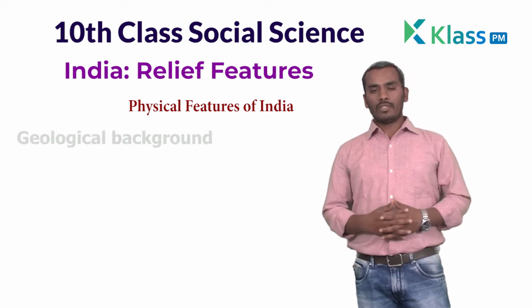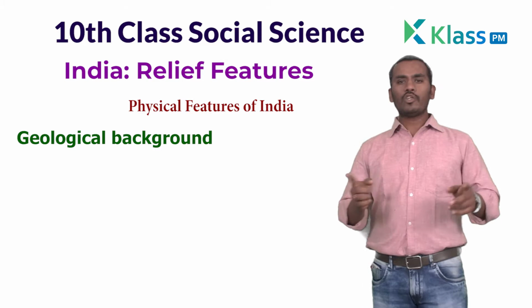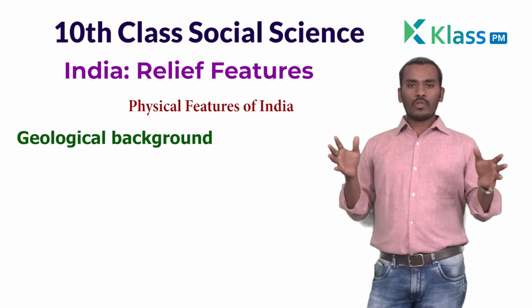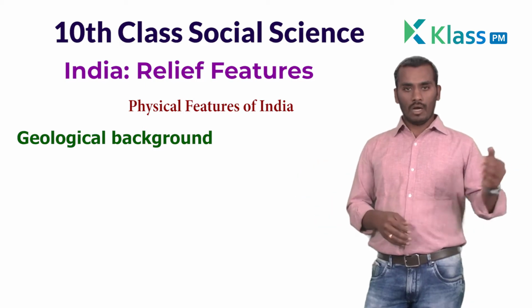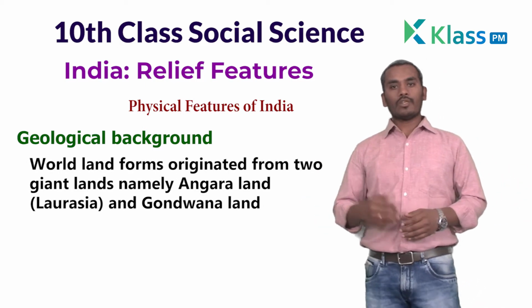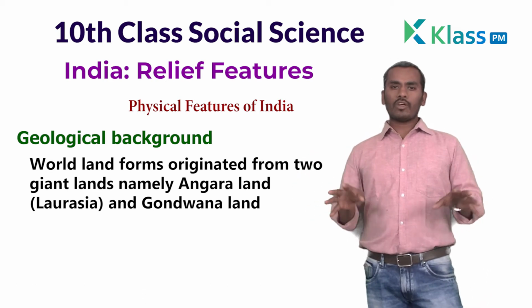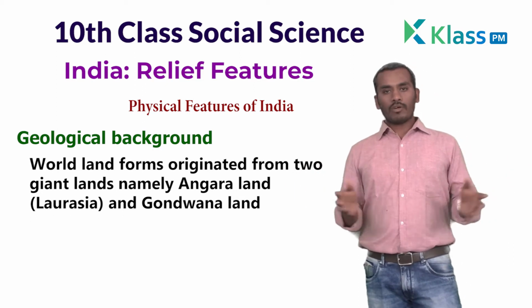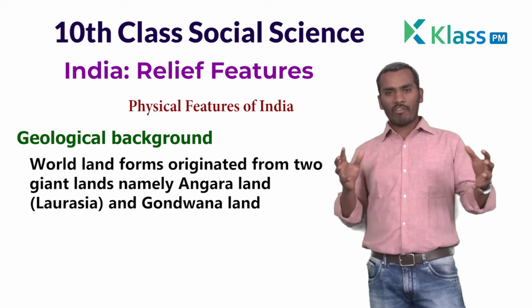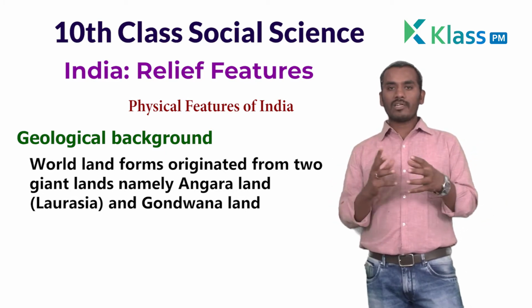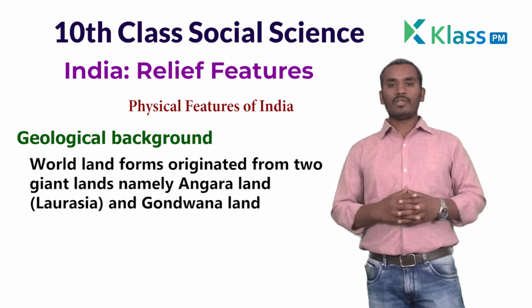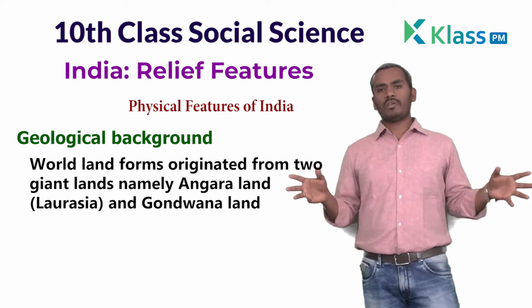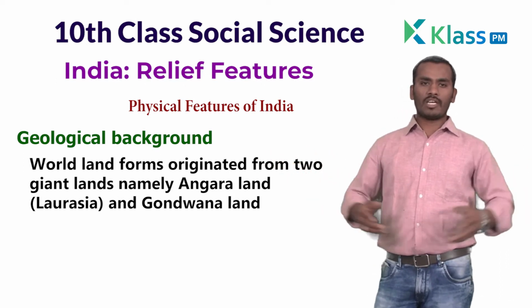The first thing is the geological background. What is the geological background behind these geophysical features of India? Here we have two land masses. The one is Angara land and the other one is Gondwana land. In the geological process, these two land masses started moving towards each other. Because of this movement, the attraction between these two land masses created some geological and geographical changes which made the land masses split into different pieces, and many countries as well as continents were formed.